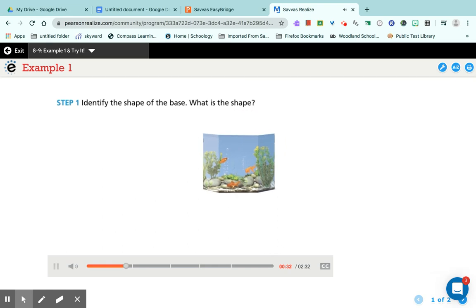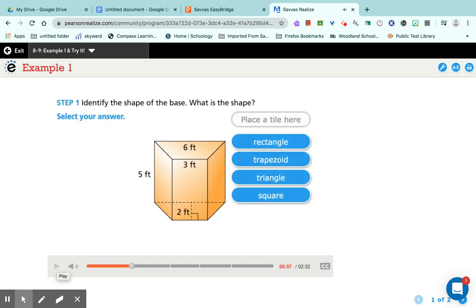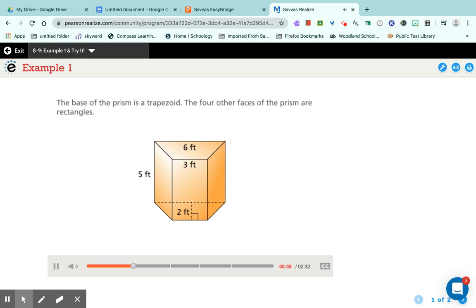The first step is to identify the shape of the base. What is the shape? Select your answer. The base of the prism is a trapezoid, as shown by the top and bottom faces in the drawing. The other faces of the prism are rectangles.